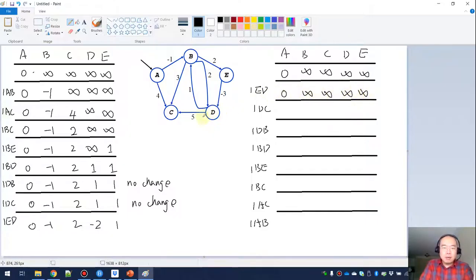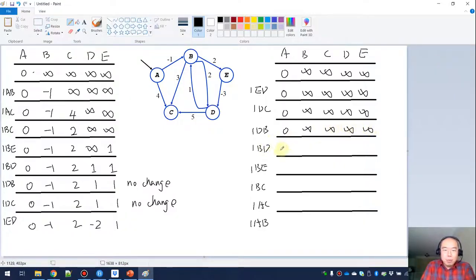And then how about 1DC? We don't know how to get to D, right? So, well, even though there is a path we know from the D to C, I'm sorry, we can't do any update, so I have to copy this. Don't get frustrated. We will get some progress, okay? And then for 1DB, that's the same thing. Since D is infinity, we can't do anything here.